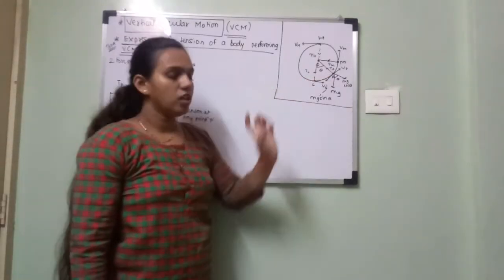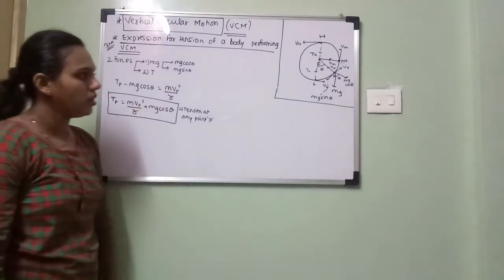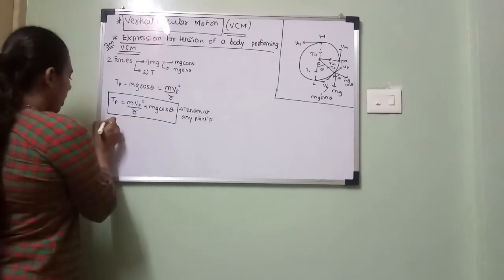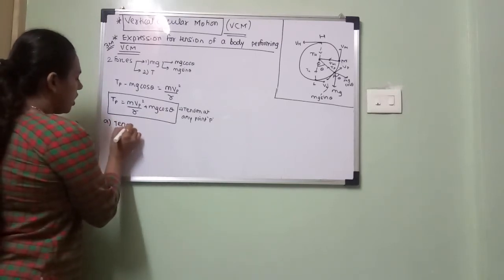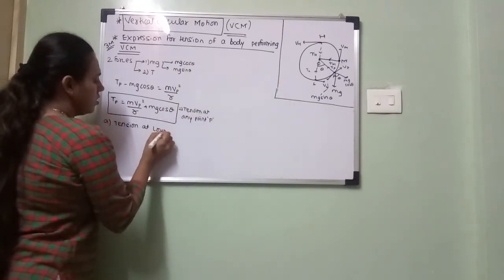You can substitute the value of theta, whatever that theta value is. Suppose at point P the theta value is 30 degrees. You can substitute the cos theta value directly. You know the velocity at point P, you can directly substitute. Next, if the theta value is 40 degrees, you can directly substitute. Okay.